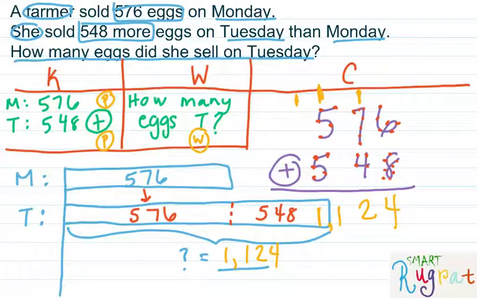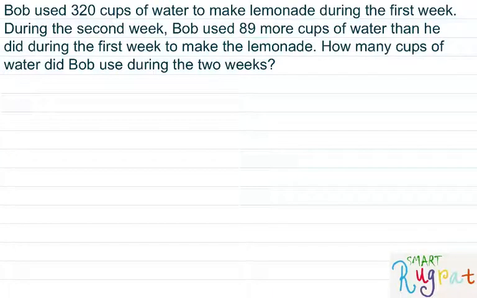Notice how it does not ask how many she sold in all. They just want to know Tuesday. That's why this is my answer. Now for the next problem.